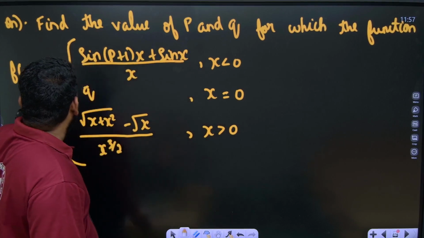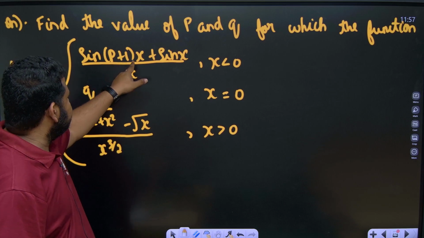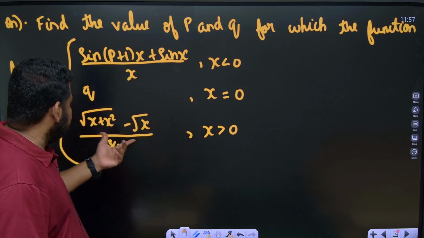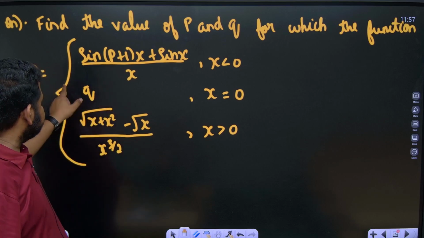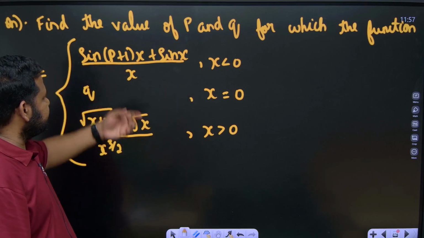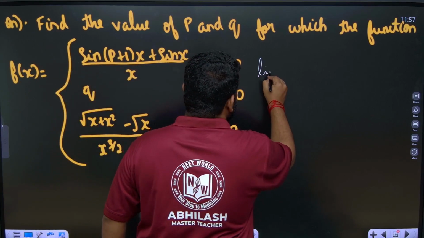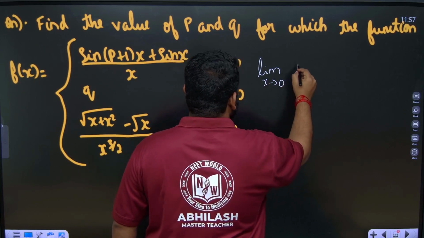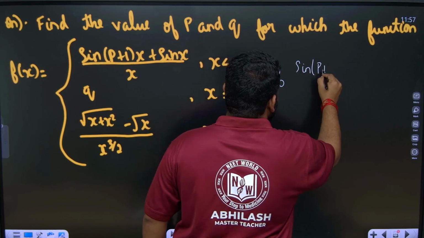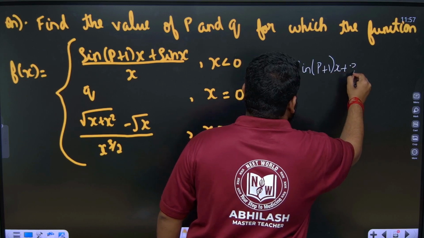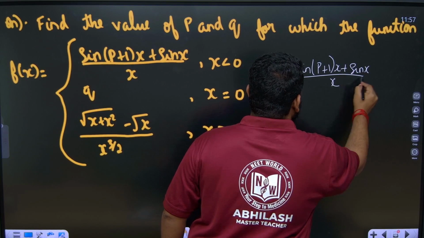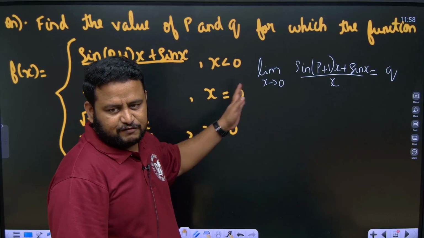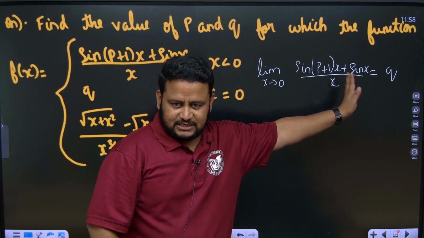Okay, now look at this. They have given f of x is equal to sin((p plus 1)x) plus sin x over x for x less than 0. So this is LHL. The function is equal to q at x equal to 0, and this is RHL. Now if I take the limit as x tends to 0, this will be equal to sin((p plus 1)x) plus sin x by x. This is equal to the given function value q. I am equating it: limit of f of x as x tends to a is equal to f of a. That is what I am writing here.